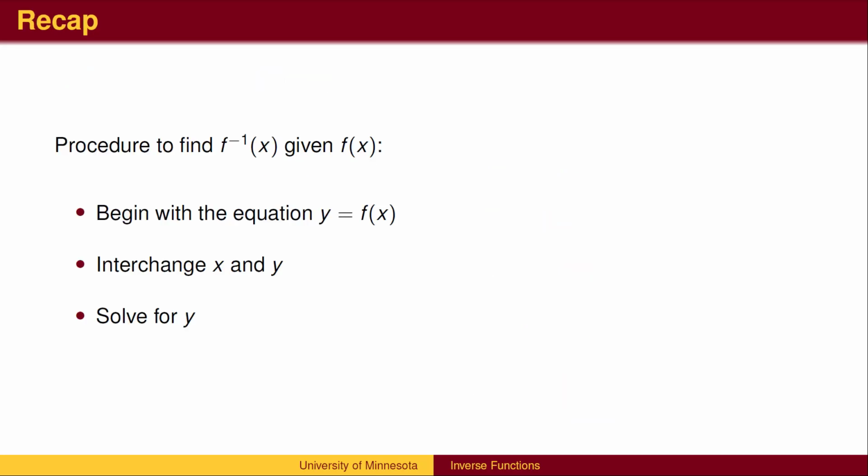To recap, given f of x, the procedure to find f inverse of x is as follows. Begin with an equation where y equals the expression involving x. Then reverse the roles of x and y. Finally, solve for y.